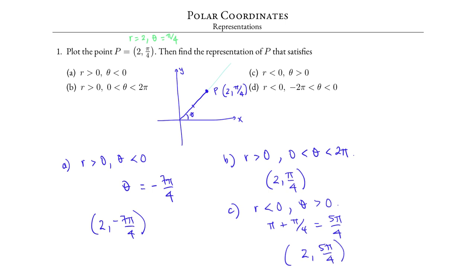But this point is in the third quadrant. To get the point we want in the first quadrant, we flip it over to the opposite side, but that is the definition of the negative radial coordinate.